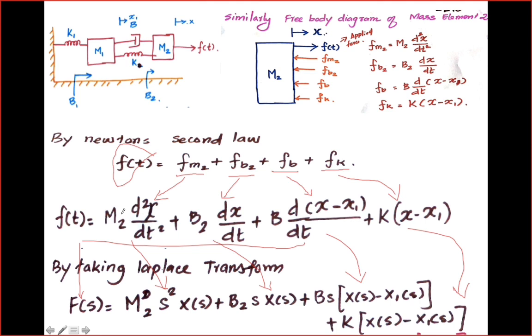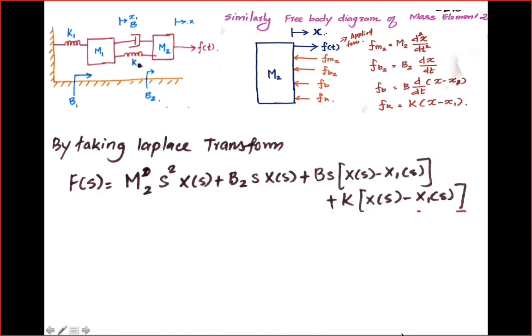So the Laplace transform of m2 d square x by dt square is equal to m2 s square x of s. Then the next one is b2 s into x of s. Then plus b into s times x of s minus x1 of s, because here we have d by dt of x minus x1. Then plus k into x of s minus x1 of s.